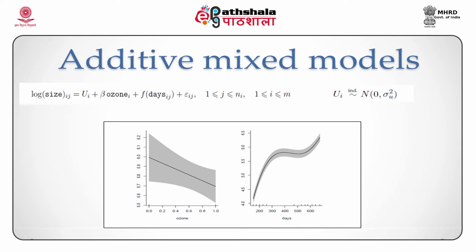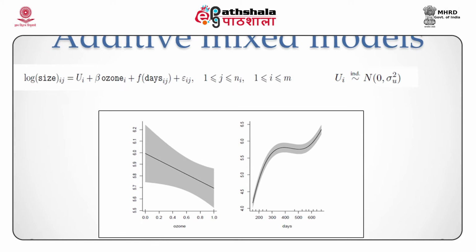In the two panels given here, we look at the coefficient of ozone, and in the right panel, we are looking at the estimated function f of day, which, as I said before, was estimated using a mixed model representation. For more reference to this, you are referred to the book by Ruppert and Wand.